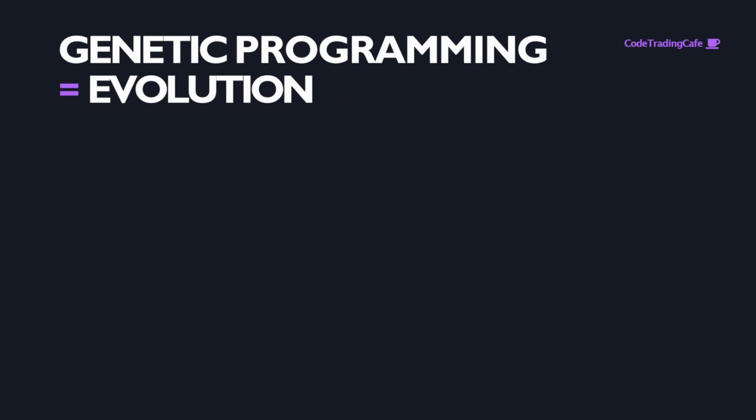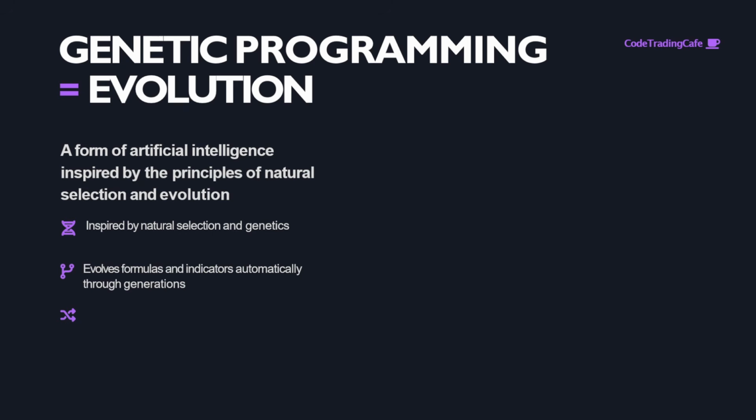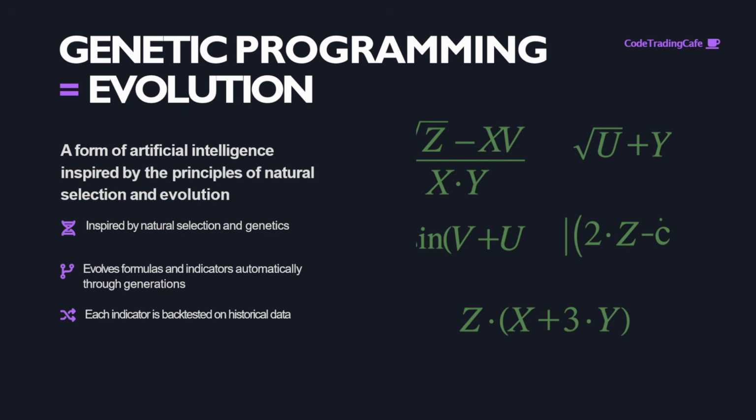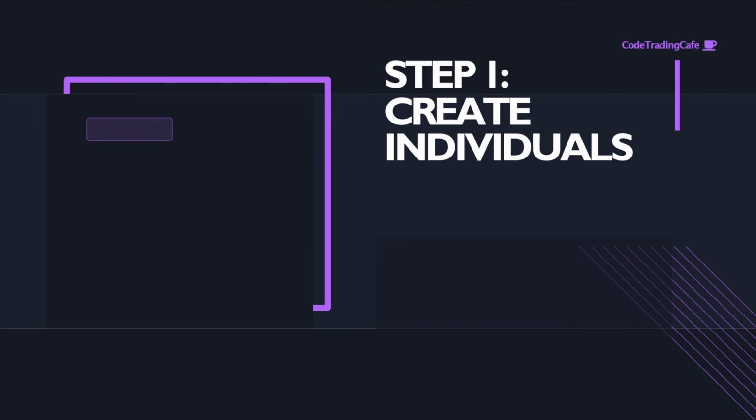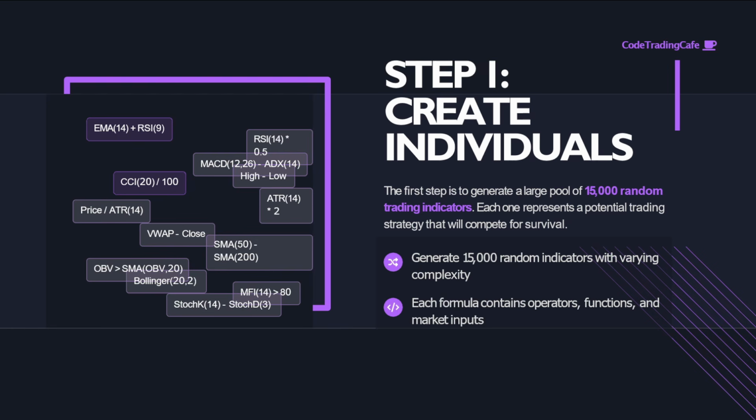So what is genetic programming? Think of it as a branch of AI that borrows ideas from evolution and genetics. So instead of starting with a fixed indicator, we let the computer randomly generate thousands of formulas. Each formula is a potential trading indicator. These formulas and indicators can evolve through generations, and each indicator is backtested on historical data to check its performance. So the first step is to generate a pool of random indicators that we will call the initial population. This can be 5,000, 10,000 indicators, or even more. In this example, I took 15,000 as a start. Each formula or indicator is of different complexity.